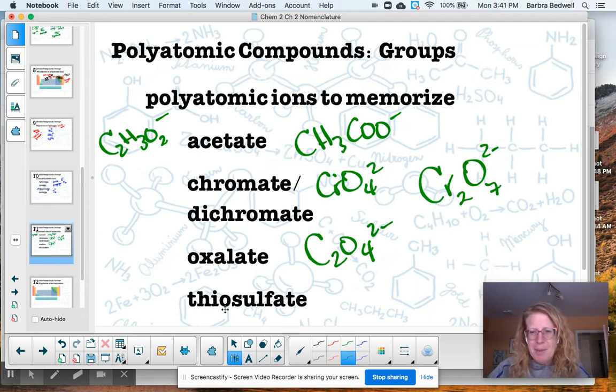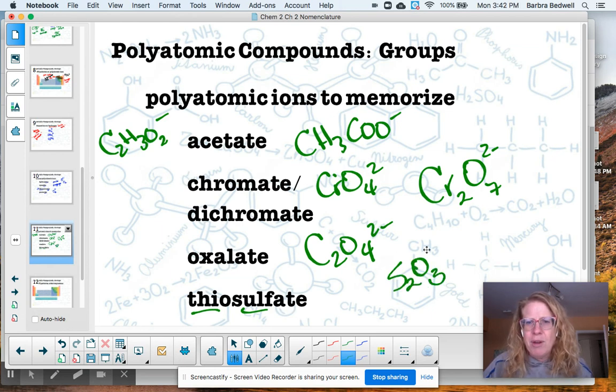Thiosulfate's a dumb one because, again, got this thio on there and sulfur. Didn't I say earlier that thio meant sulfur? Yeah, it kind of does. So it's thiosulfate. So it's a sulfite with an extra oxygen to it. It's S2O3 with a 2- charge, and that's thiosulfate. It should be thiosulfite, but it's thiosulfate.